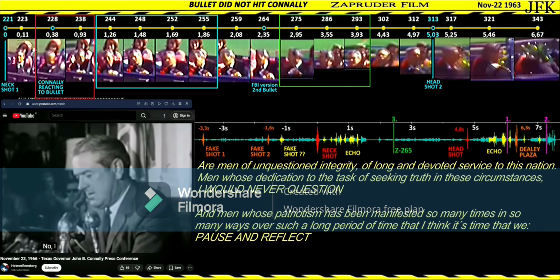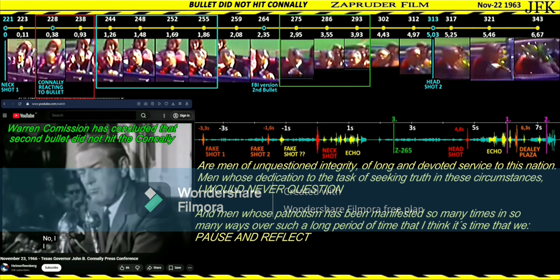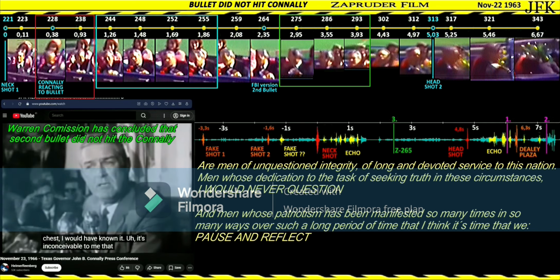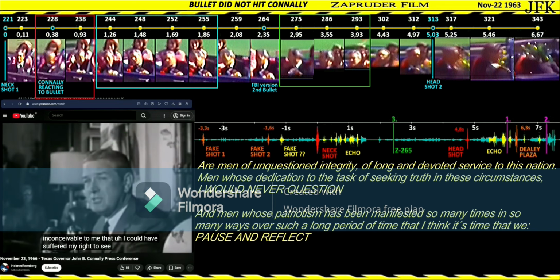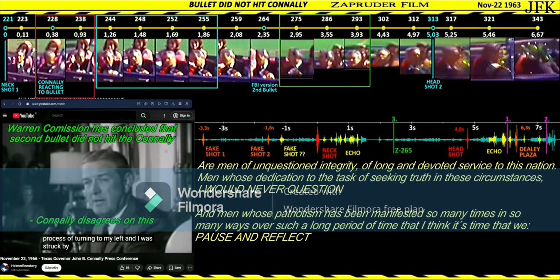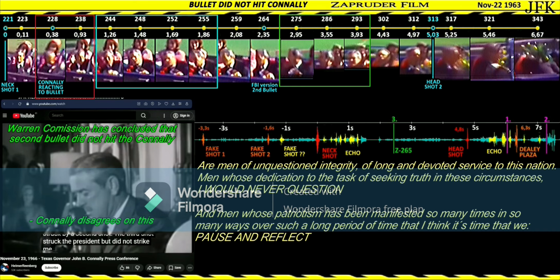No, I really don't think so. I don't think it's in doubt, but what if my wrist had been hit before my chest, I would have known it. It's inconceivable to me that I could have suffered my right to see what was happening. Seeing nothing, I was in the process of turning to my left, and I was struck by a second shot. The third shot struck the president, but did not strike me.